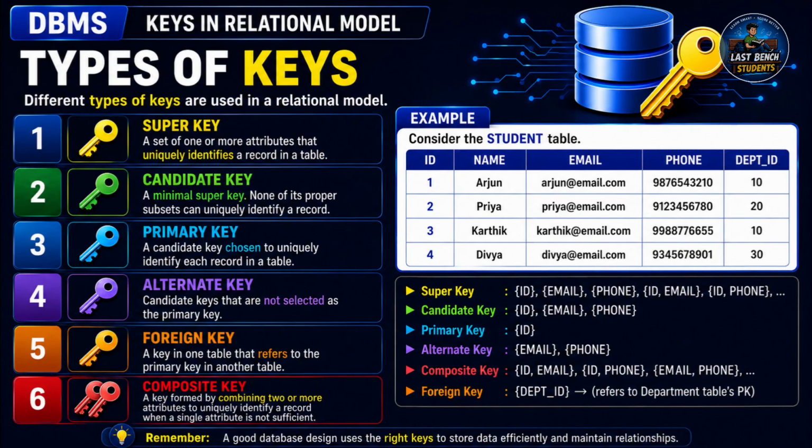There are different types of keys in the relational model. The most common types are super key, candidate key, primary key, alternate key, and foreign key. Now, let's understand each key one by one with simple examples.